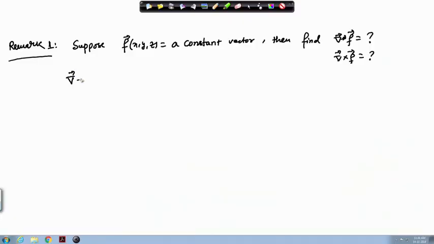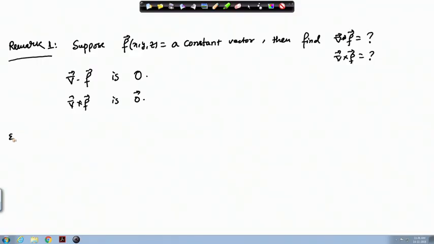So, it is very simple to see, and I am leaving this result up to the student. Divergence of f is 0 and curl of f is a 0 vector. These two things are quite straightforward to see, and I am leaving these up to the students. All right.